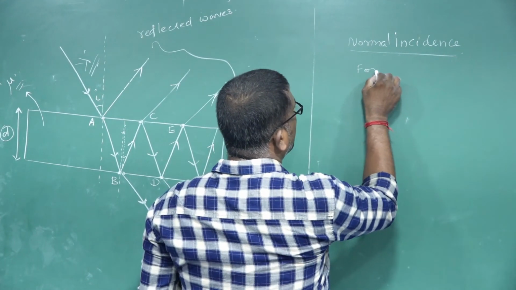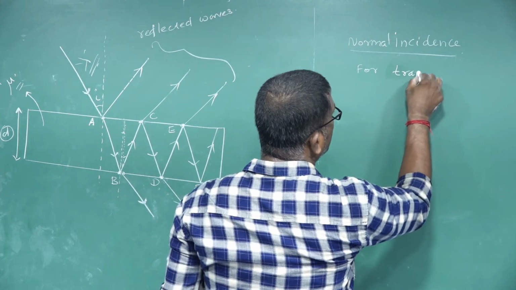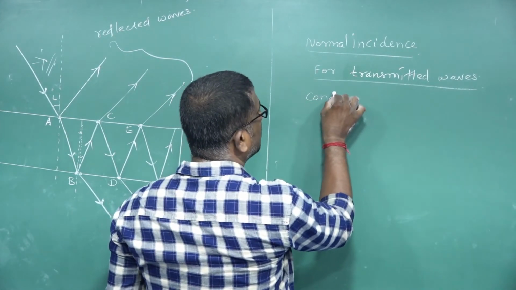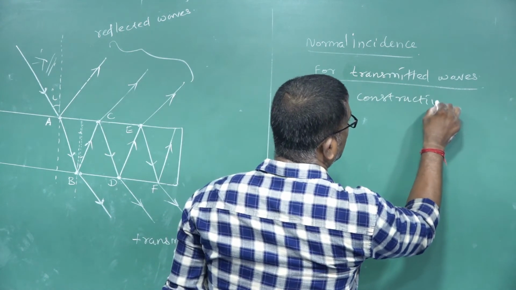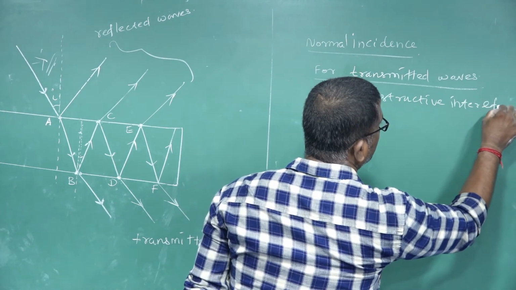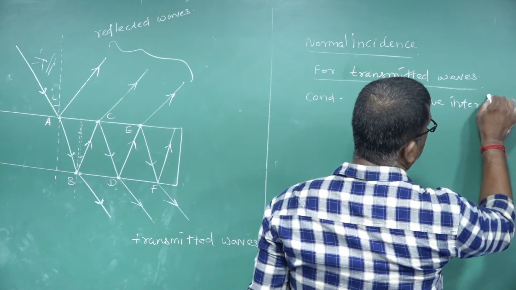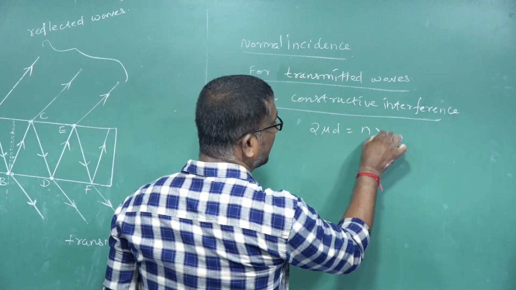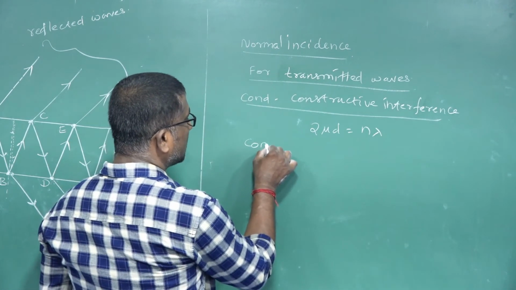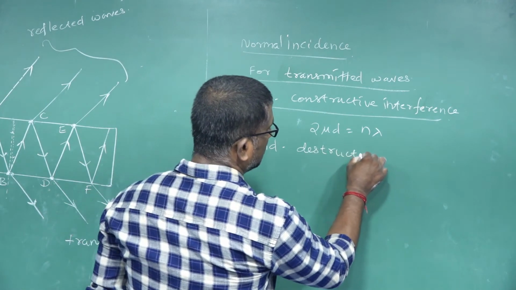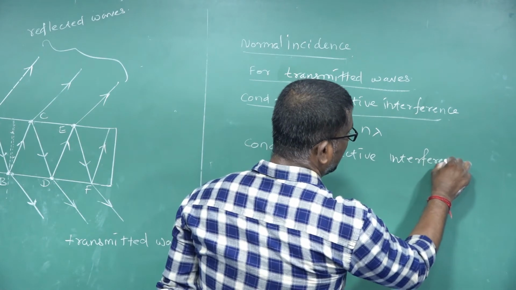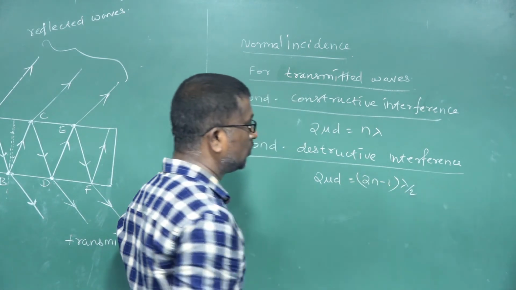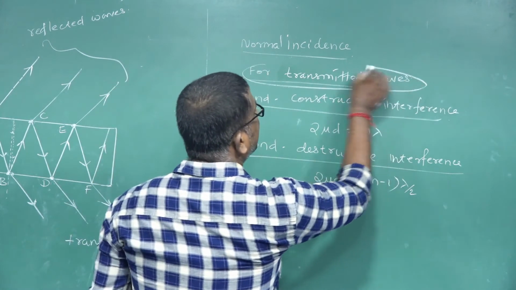Incident normally. For transmitted waves, the condition for constructive interference is 2μd = nλ. The condition for destructive interference is 2μd = (2n−1)λ/2, for transmitted waves.